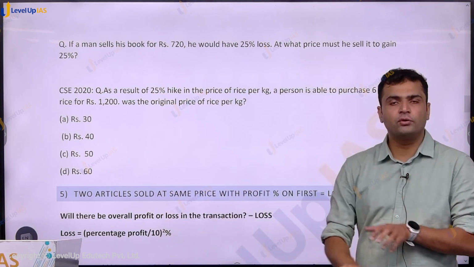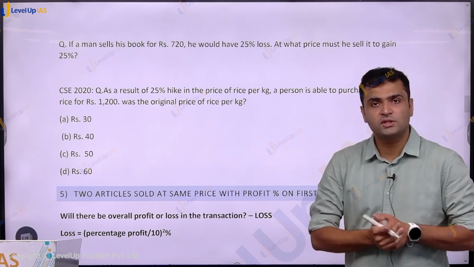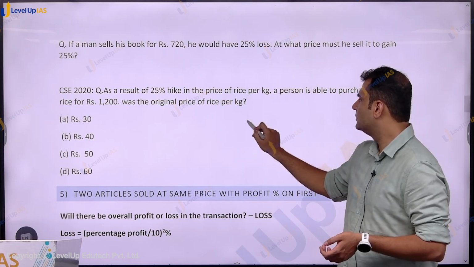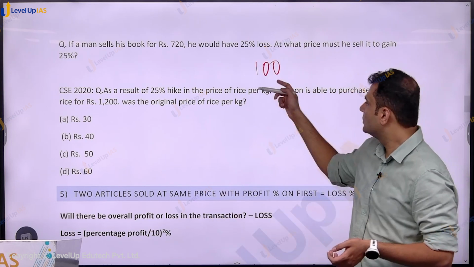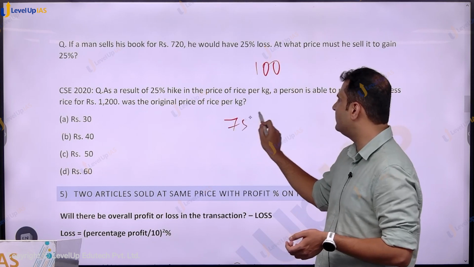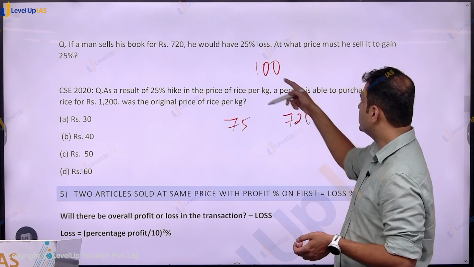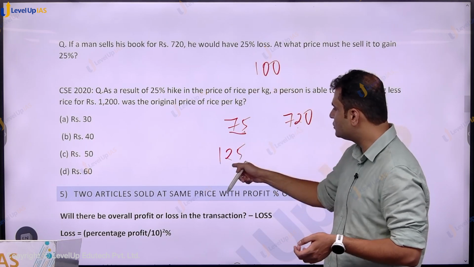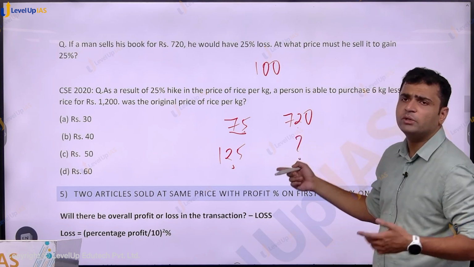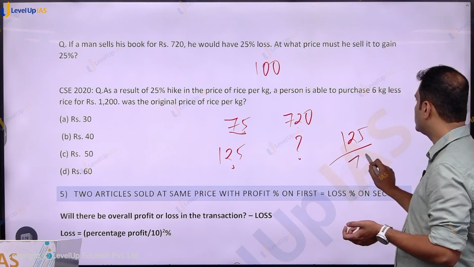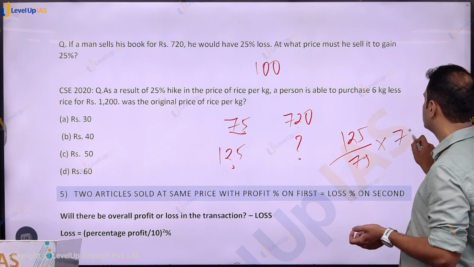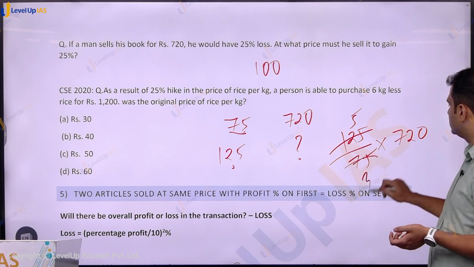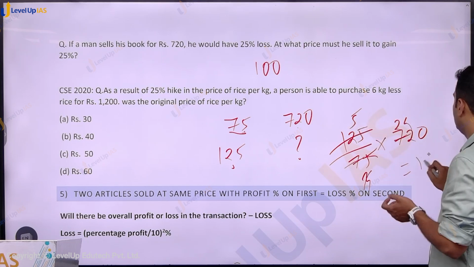You can skip the cost price calculation as well, but here I added that extra step. How do you skip? Let us assume that CP is 100. What is the first SP? First selling price is 75, which is equivalent to what they are saying, 720. Second selling price, what we want? 125. This is the 25% loss case, and second is the 25% profit case. We just want the selling price in this case. So it is simply 125 by 75 into 720. So this is divided by 25 here. So this is 24, equal to 1200.